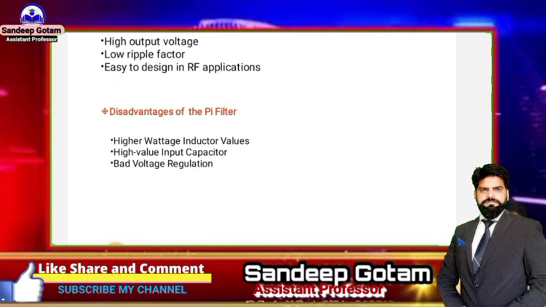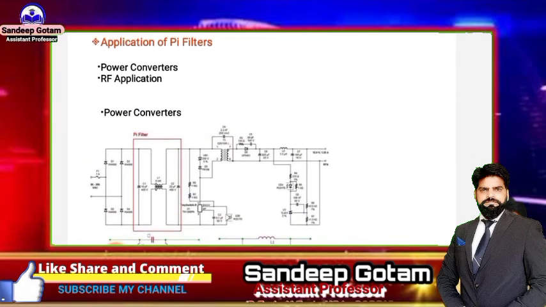Third, bad voltage regulation. So PI filters are not suitable where load current is not stable and constantly changing, which means there is a variation in the current. The PI filter provides bad voltage regulation when load current drifts a lot. In such an application, a filter with an L section, meaning the inductor section, is recommended only. Okay, so these are the advantages as well as the disadvantages of the PI filter.